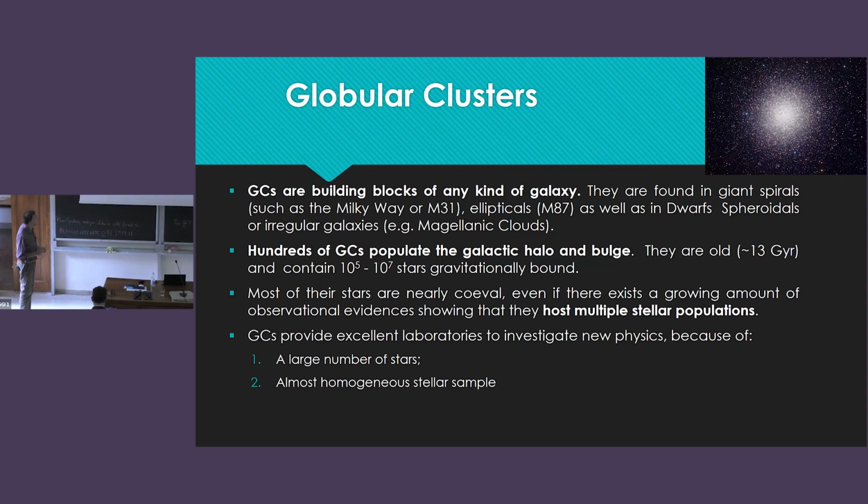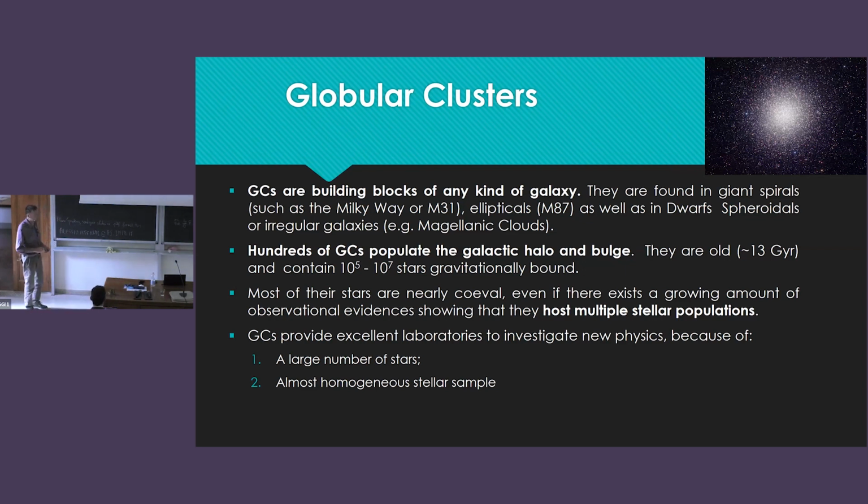And their characteristic is that they are a relatively simple stellar population, even if it has recently been discovered that they harbor multiple populations. But in general, they are considered quite simple stellar populations with similar initial chemical composition, at least the first generation of stars, and with practically the same age, because the formation process lasts for a very short time compared to the age of these stars.